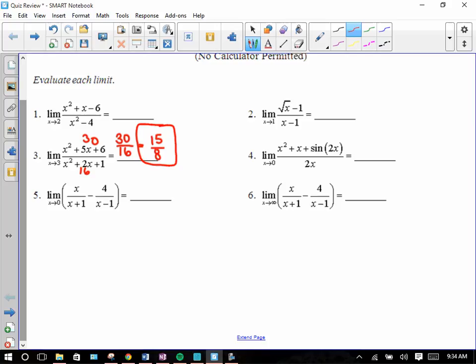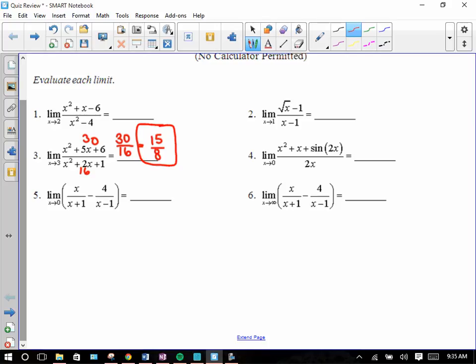So let's look at number 6. Actually, first off, let's look at number 2. Number 2 says the limit as x approaches 1 of the square root of x minus 1 divided by x minus 1. So if I look at this, the first thing that I do is plug in the 1 to see if it gives me a number.